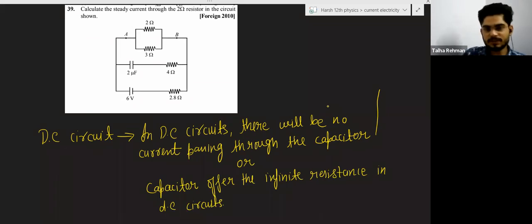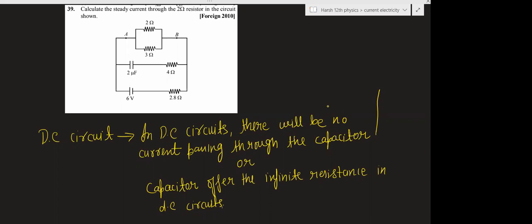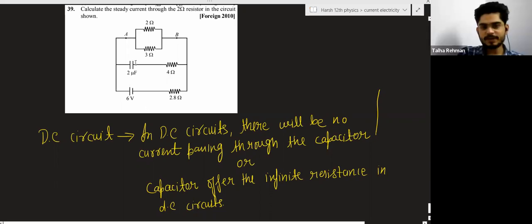And why does this happen? Because see one thing. In a DC circuit, there is a charging process of capacitors. When the capacitor is fully charged, there is no flow of charge from one plate of the capacitor to the other plate. Means there is no flow of current between the plates of the capacitor. So in this wire there will be no current.